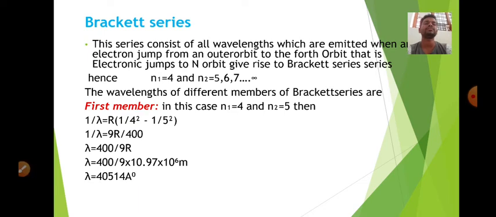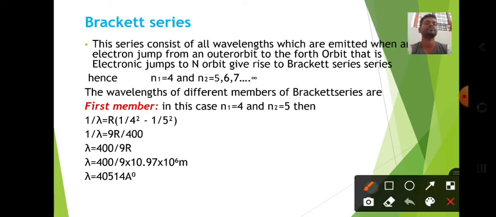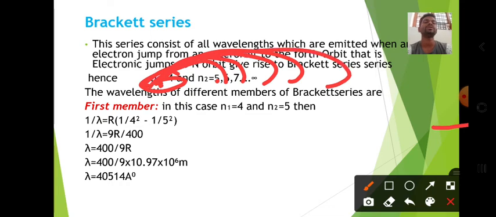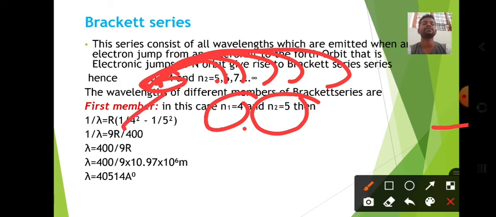Next, Brackett series. This series consists of all the wavelengths which are emitted when the electron jumps from outer orbits to where? Fourth orbit. So see, fourth orbit. So from fifth to fourth, sixth to fourth, seventh to fourth, eighth to fourth, ninth to fourth, and infinity to fourth. So the ending point is 4. So n1 is equal to 4 and n2 is equal to 5. Substitute, it is called the first member. See, substitute these values in this equation, then simplify them. So you can get this much value, and this is the lambda value.